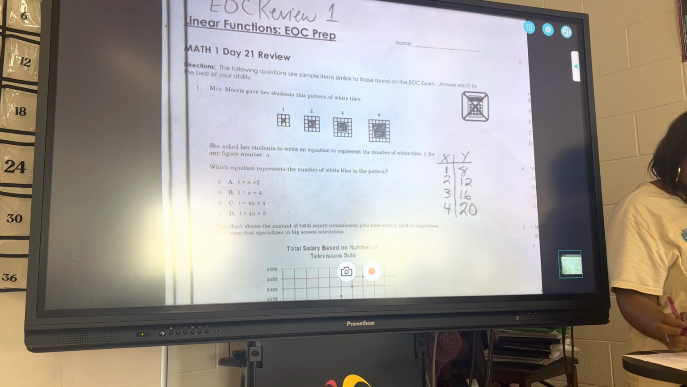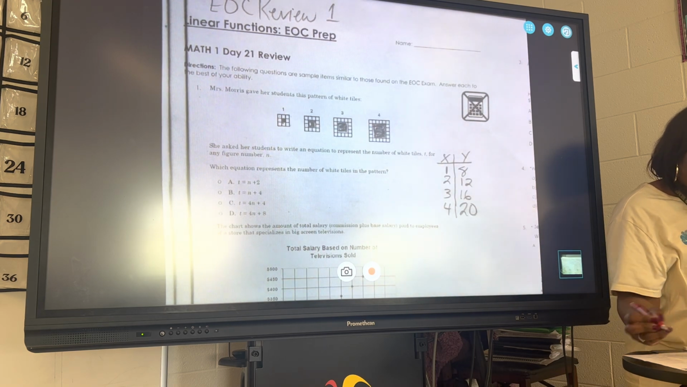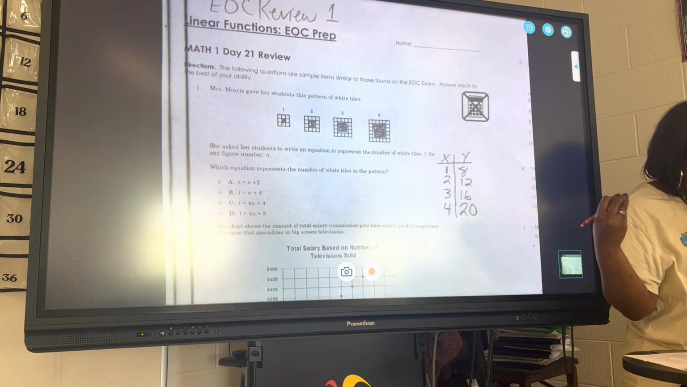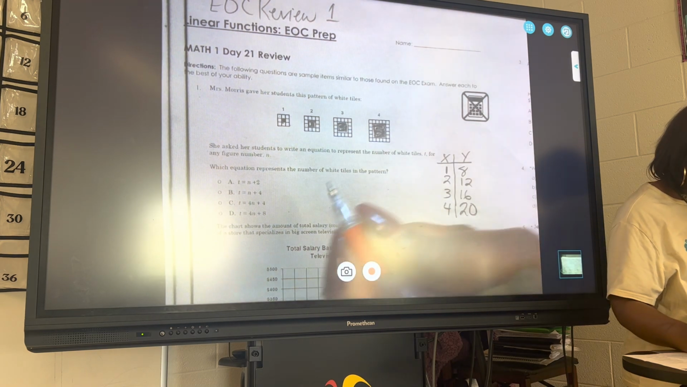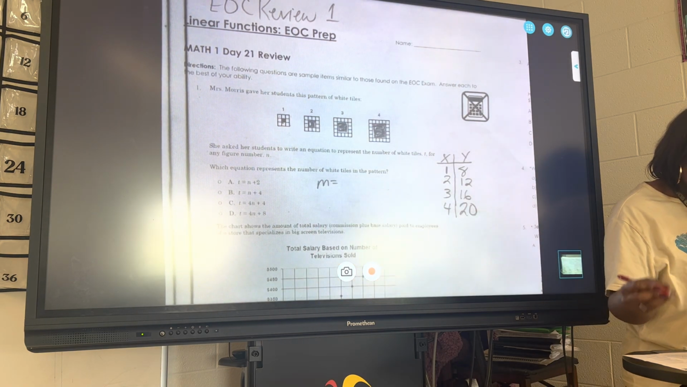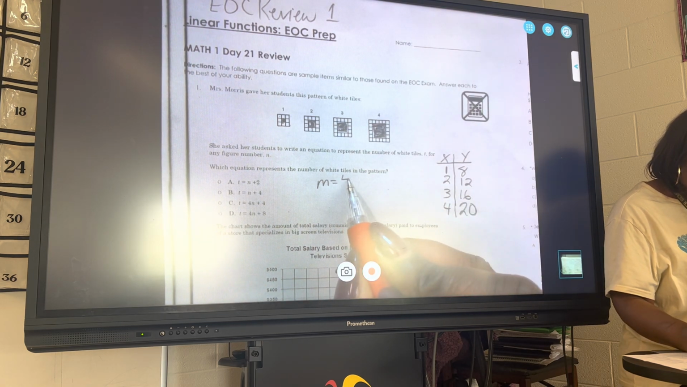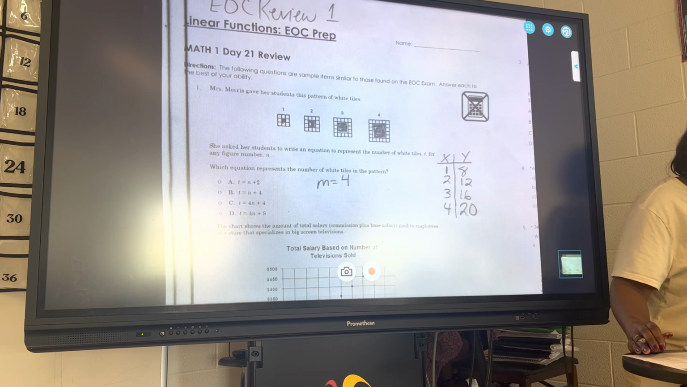It's linear, okay? Are you adding or subtracting to get to the next number? You're gonna add. So my slope is going to be addition, it's gonna be a positive number. How much am I going up by every single time? I'm going up by 4, so slope is 4. Does that make sense? Okay.